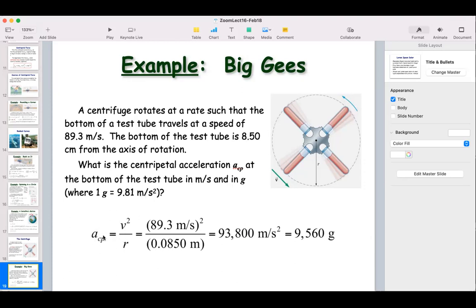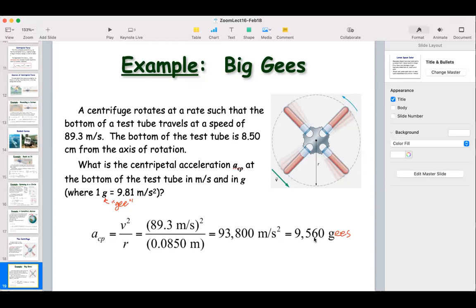So what we write is the centripetal acceleration is V squared divided by R. So V squared, it says 89.3 meters per second squared, divided by 0.085 meters, which if we do this calculation brings to 93,800 meters per second squared. And if we then divide by G, we have 9.56 Gs.